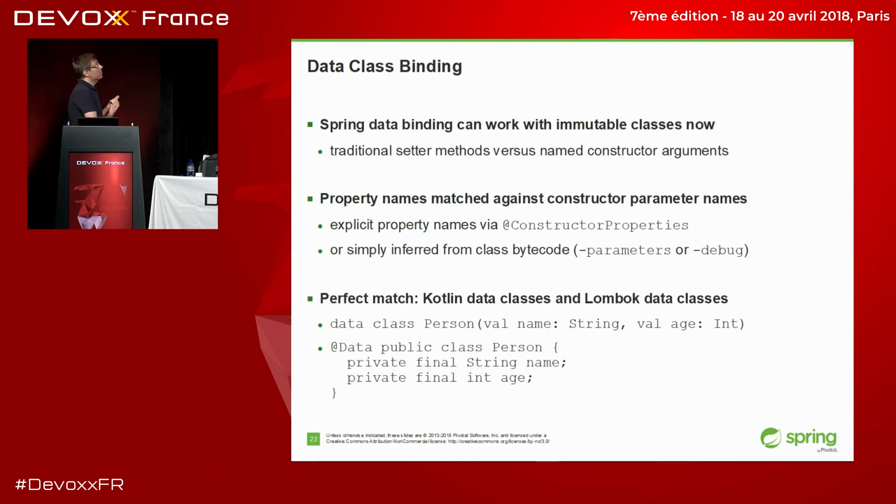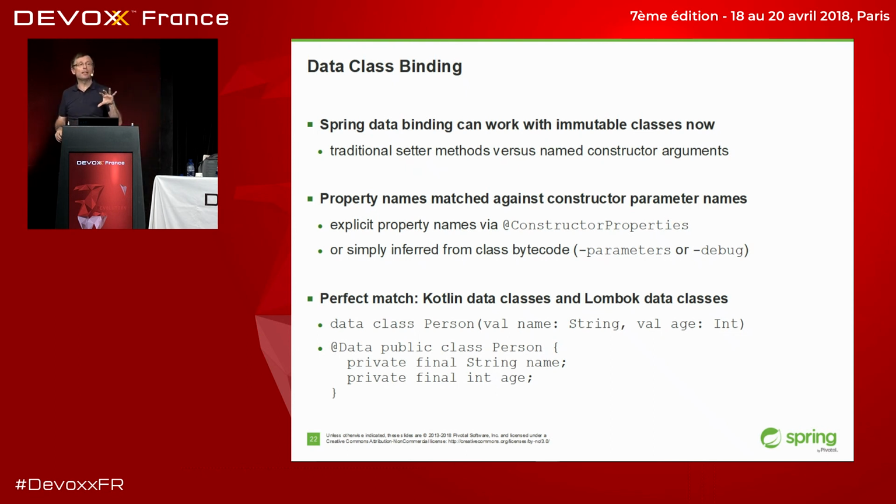We have direct support for data class binding now. Data classes are a broad topic on their own. Just think about Kotlin data classes, Lombok data classes. Basically, the constructor receives all the data. The object itself is immutable and usually has default equals, hashCode, and toString implementations.